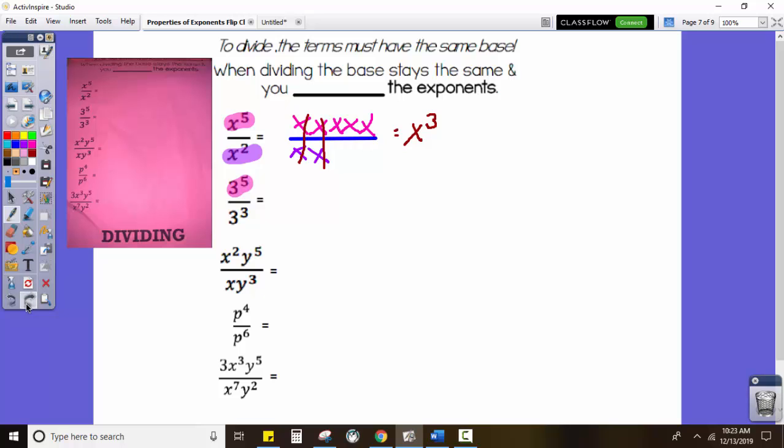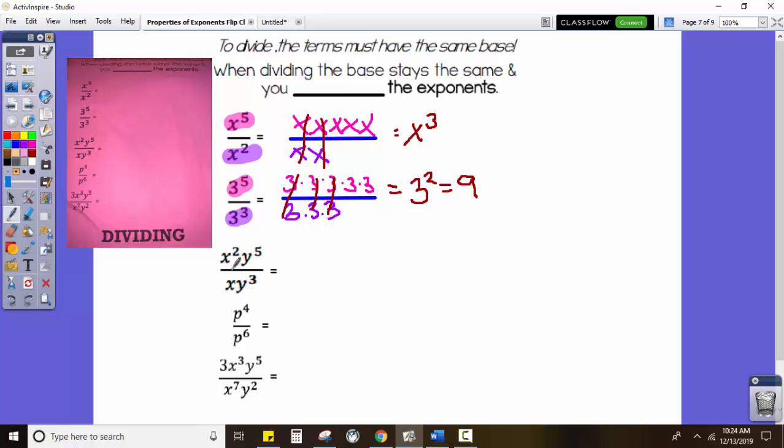Second one, 3 to the 5th divided by 3 to the 3rd. First, 3 to the 5th is 3 times 3 times 3 times 3 times 3, and divided by 3 to the 3rd, 3 times 3 times 3. I have three 3's on the top and three 3's on the bottom that will divide to equal 1. So what I'm left with is two 3's, or 3 to the 2nd power. And I want to keep simplifying here. I know 3 to the 2nd power is 3 times 3, which would equal 9. So again, subtracting the exponents, 5 take away 3 is 2.